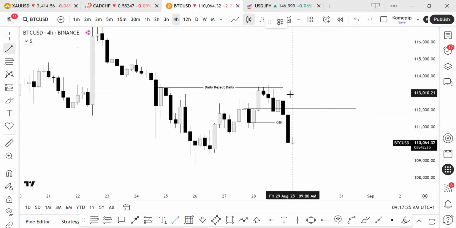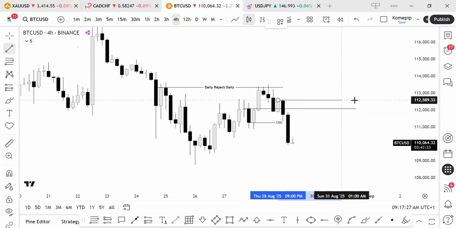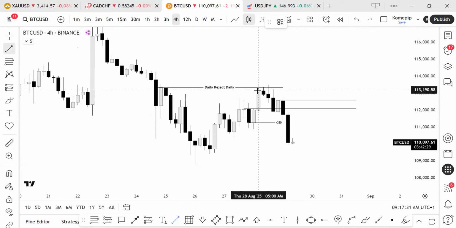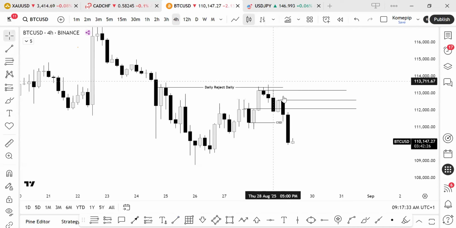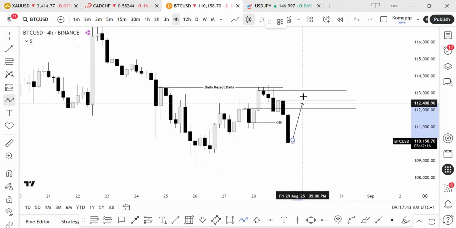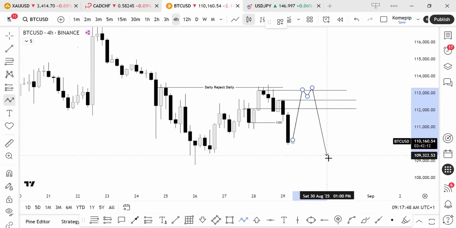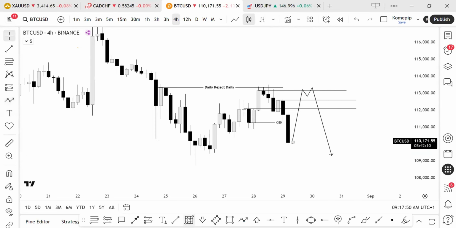And of course, we have a level here, and we also have a level here. However, this level has been used. This particular level has been used. So this setup might be low probability if price comes here. However, if price comes to this zone, we need to look for confirmations. Very important. Look for confirmations before you take your setup.